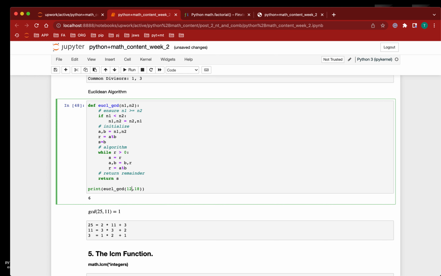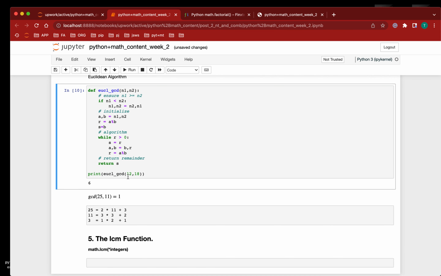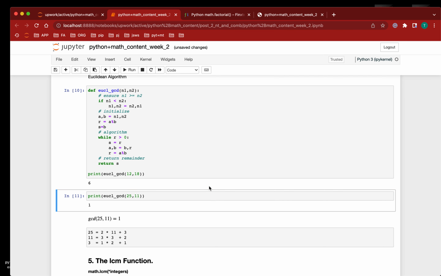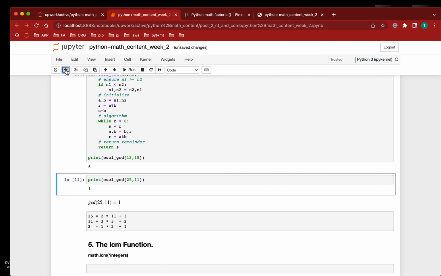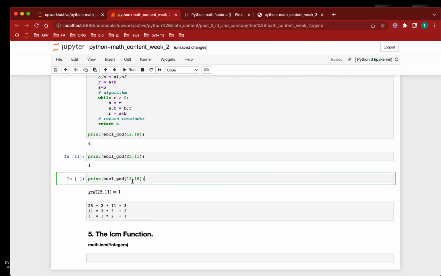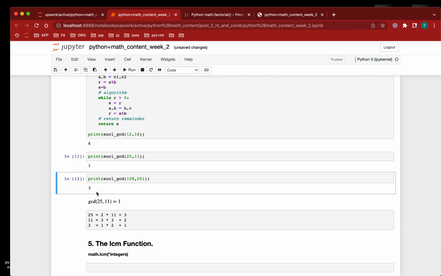As expected, if you try running this code, the GCD of 12 and 18 gives you 6. If you do 25 and 11, as we just did, it gets back 1. If we try another pair of numbers, like say 108 and 201, it gives you 3, etc.